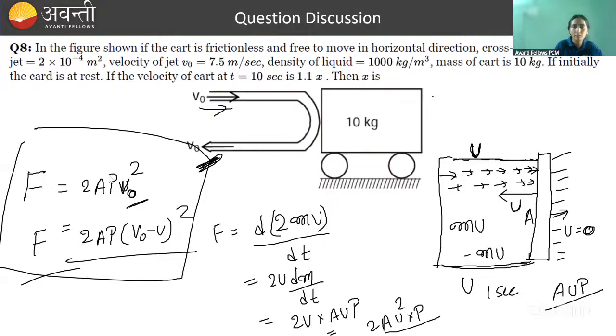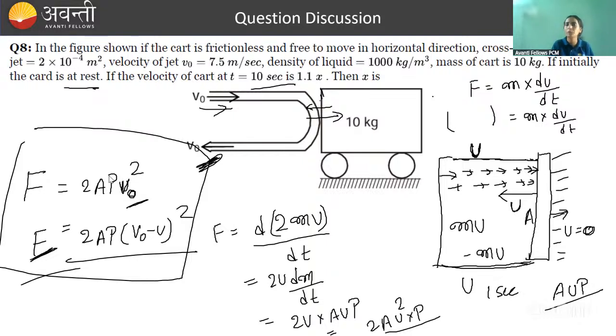You got the force. What were we asked to calculate? If initially the cart is at rest, the velocity of the cart at 10 seconds is this. Calculate the value of x. So basically, this is the force acting on the cart and also on the water jet that is getting thrown on this surface of the cart, right? So this force is the same force acting on the cart. What will you write for F? You will write simply mass of cart into du by dt. F is already known here. You write the value of F as m into du by dt, and you will do the calculation and that way you will get the answer.